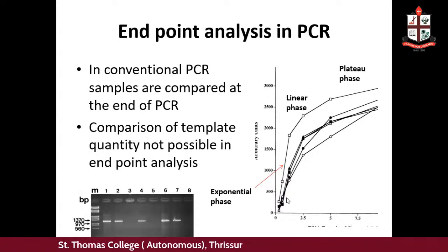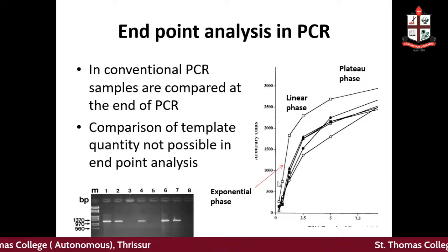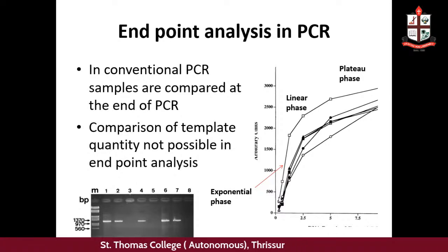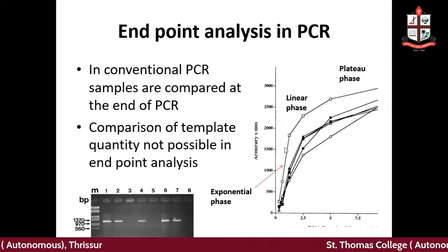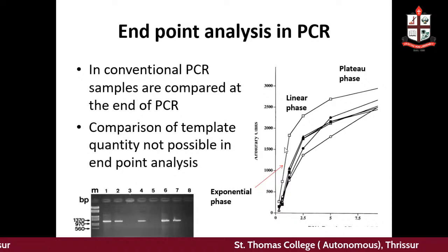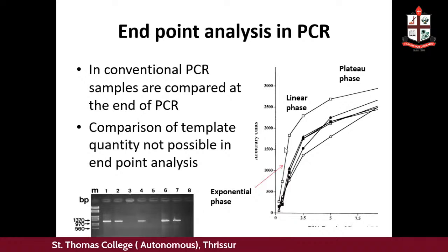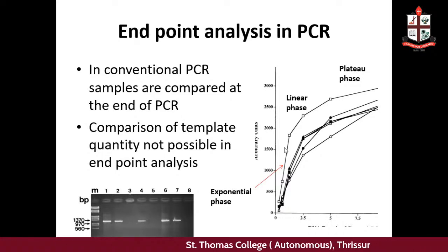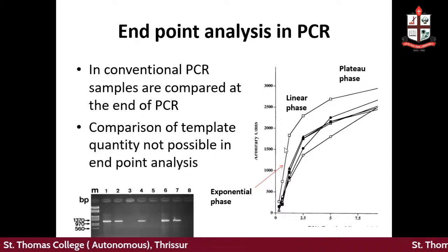In PCR, actually, there are different stages. You can see the figure. Initially, the amplification proceeds in an exponential phase. That means in each cycle, the product will be doubling. So initially, if the template DNA had 5 copies of your gene, in the next cycle it will become 10, and in the next cycle, it becomes 20, like that. So exponentially, it will increase.